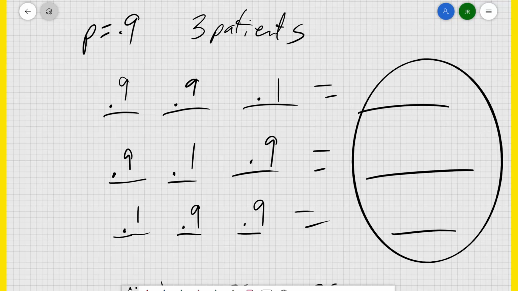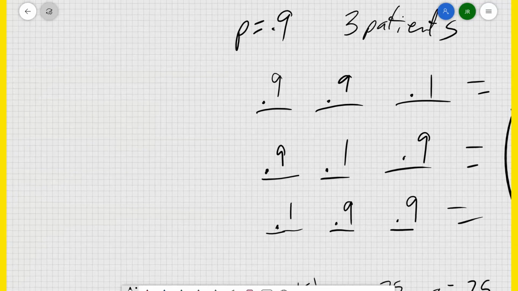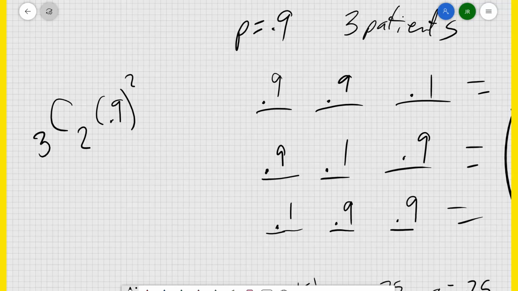Well, that is exactly what this formula right here does, okay? 3 choose 2 times 0.9 to the second times 0.1 to the first. And that's the formula. It's NCR times P to the R times Q to the N minus R. That's exactly what we just did. Okay, so notice that that's what's happening here.